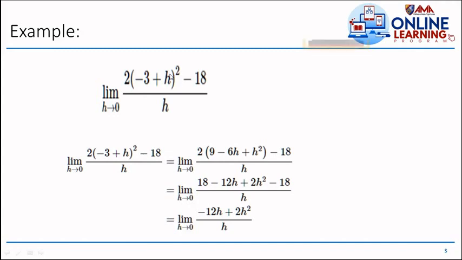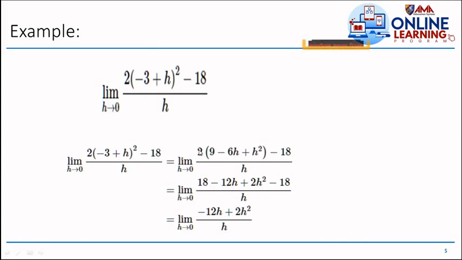A plus b raised to 2, we have a squared plus 2ab plus b squared. So, yung a natin is negative 3. Ito yung b natin. So, negative 3 squared is 9. Minus 2 times 3 is negative 6. Multiply by h, so we have minus 6h. Tapos b squared. So, h squared, we have h squared na dito. Then, minus 18. So, ibig sabihin nun, pag in-expand mo yan, ganito yung lalabas.